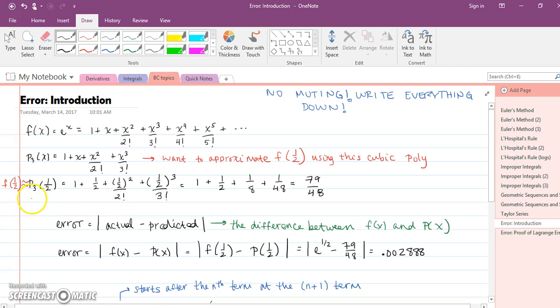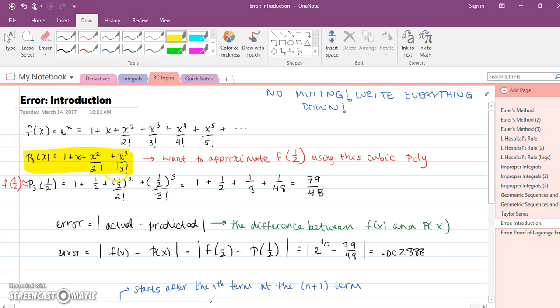Let's say I have the function e to the x, and I write down the Taylor series for it, which is right here. So this is something we already know. And let's say that I truncate it to be p sub 3. So I go up to the third degree. So this is my polynomial approximation for e to the x up to the third derivative, the third exponent.